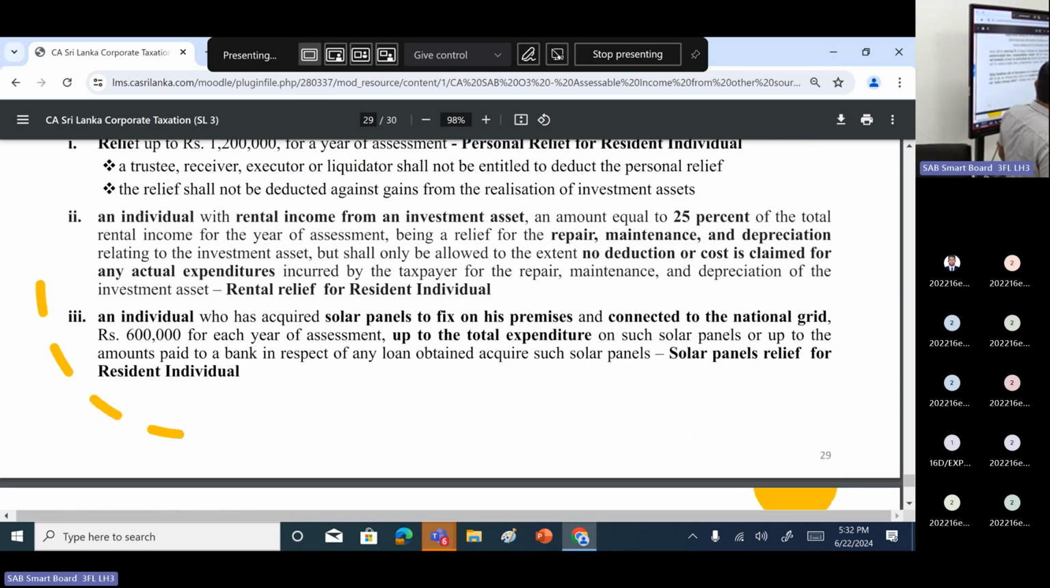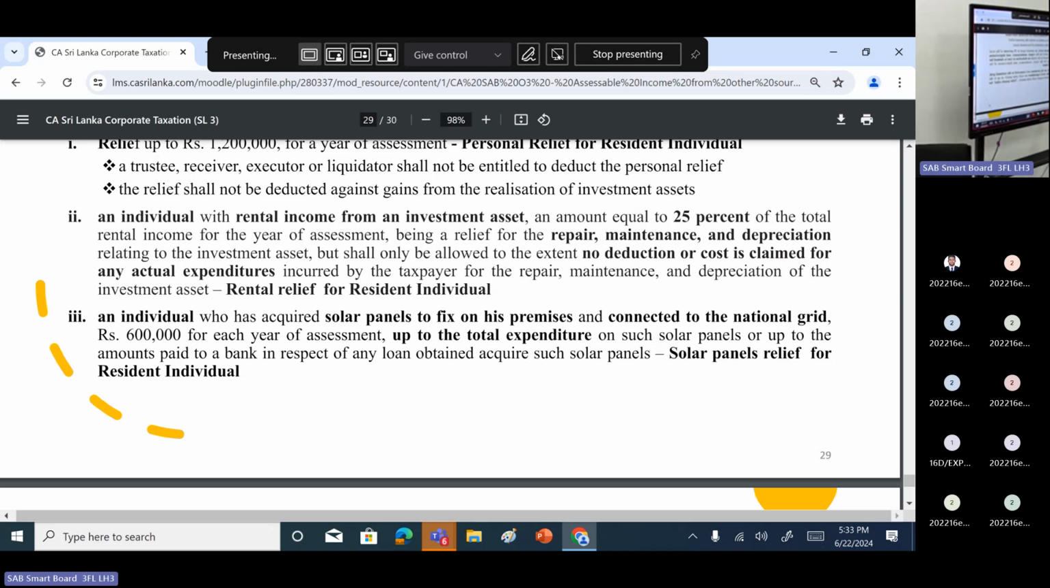So the next one is an individual who has acquired a solar panel to fix on his premises and connected to the national grid. Rupees 600,000 per year, up to the total expenditure on such solar panel, or up to the amount paid to a bank in respect of any loan obtained to acquire such solar panel, we can claim. That is actually for the solar panel mainly.